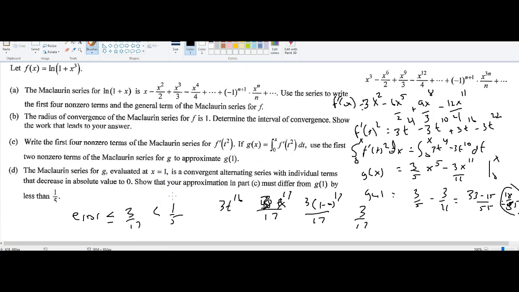All right, so that's how you do this problem. It's a lovely one and worth it. Okay, so I'm going to hit done.